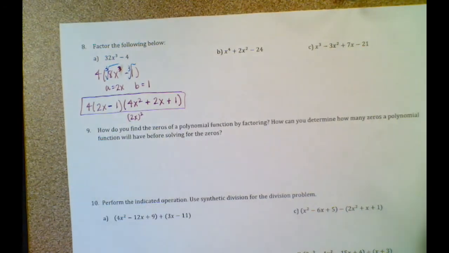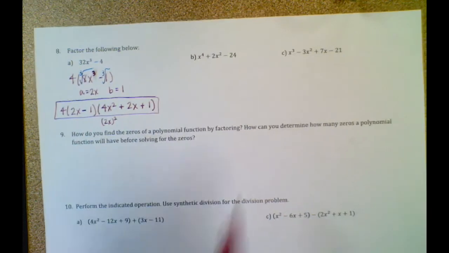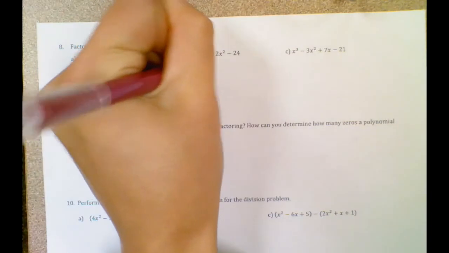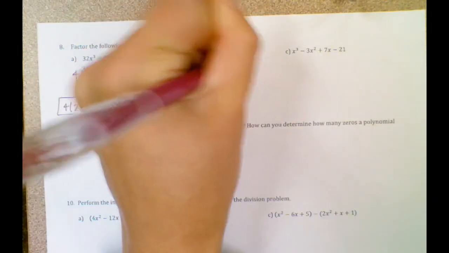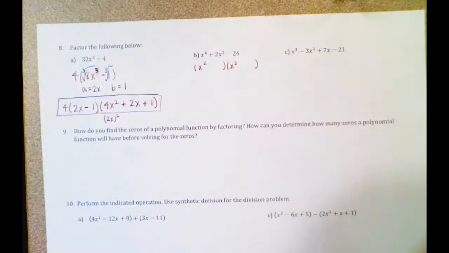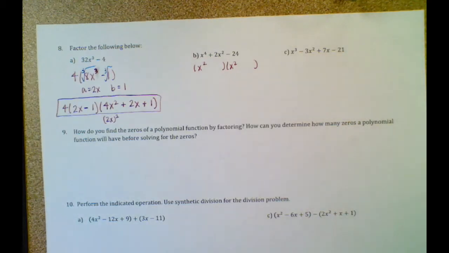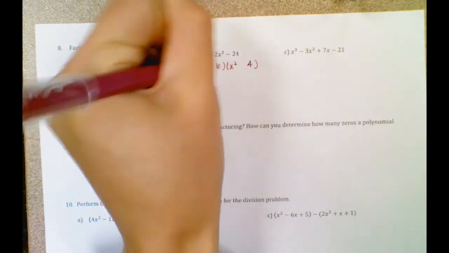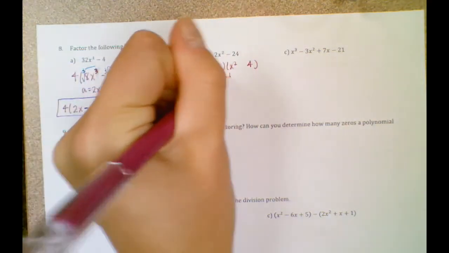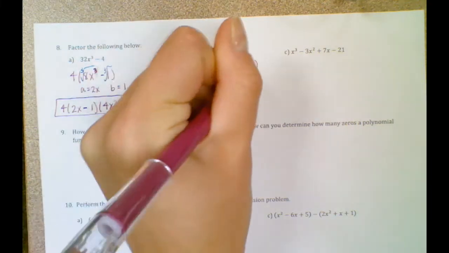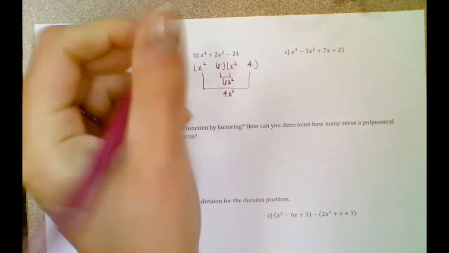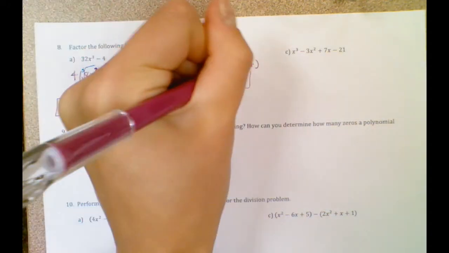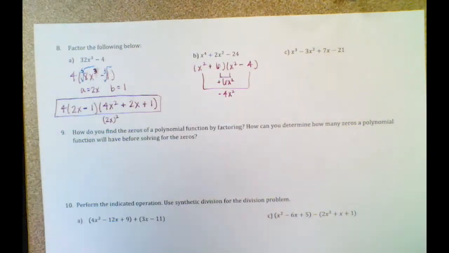Letter B. It looks like we have no GCF. We have 3 terms, so I'm going straight into guess and check. x squared times x squared will give me x to the 4th. That's my only option. Factors of 24 that add or subtract to get 2: 6 and 4. This gives me 6x squared, and this gives me 4x squared. If I do 6 minus 4, I get positive 2. So plus 6 minus 4. 6 times negative 4 is negative 24.